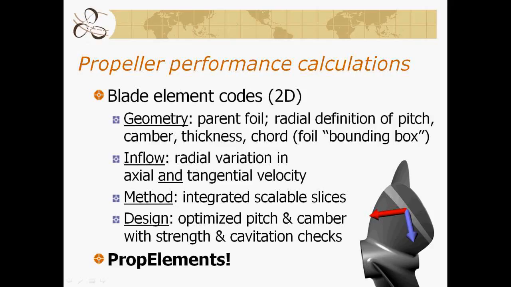And the design we have is now component design, where we have automatic or analytically optimized pitch and camber distributions, but we also have strength and cavitation checks for blade thickness and chord length. So all of the radial definitions of pitch, camber, thickness, and chord can be optimized and designed with PropElements.